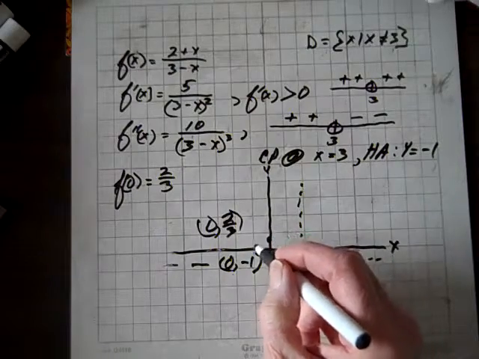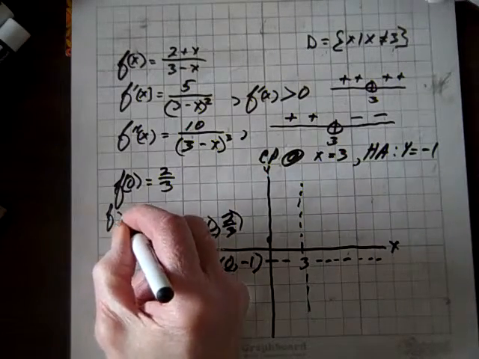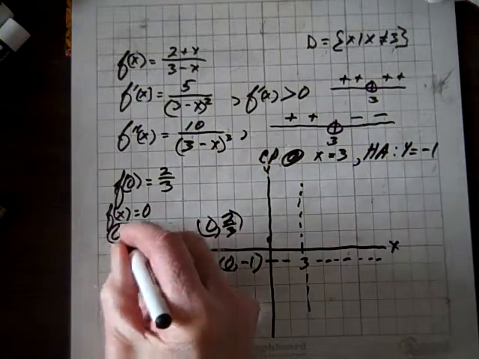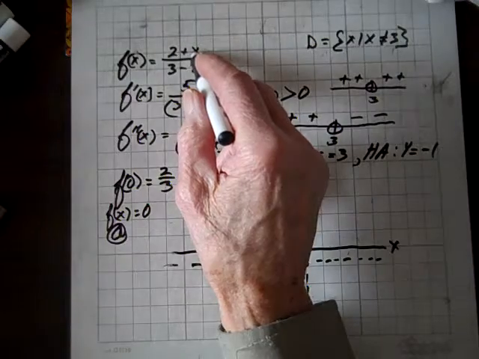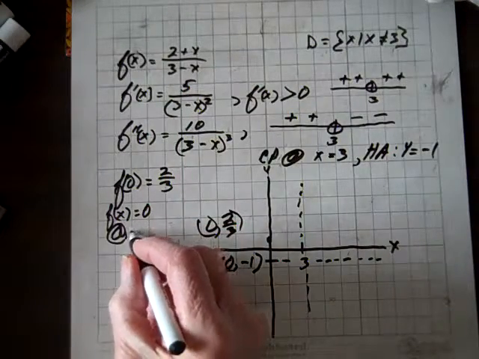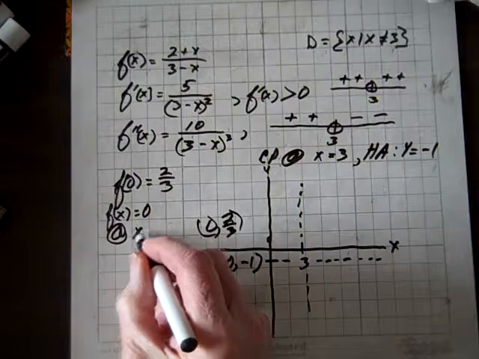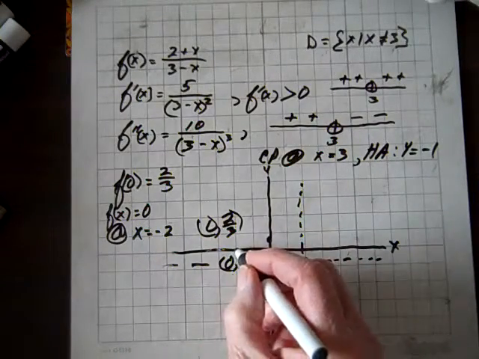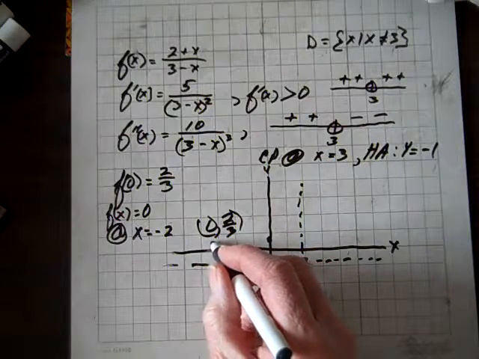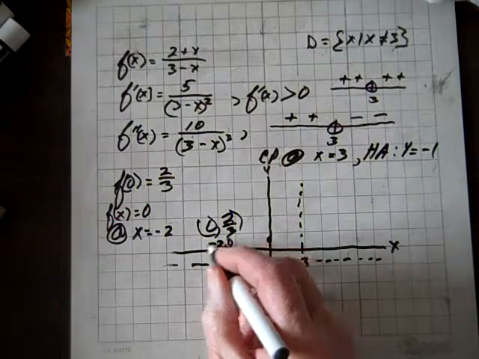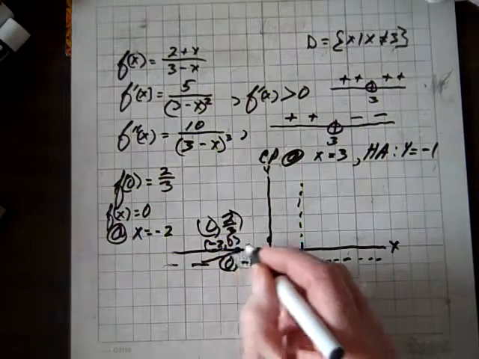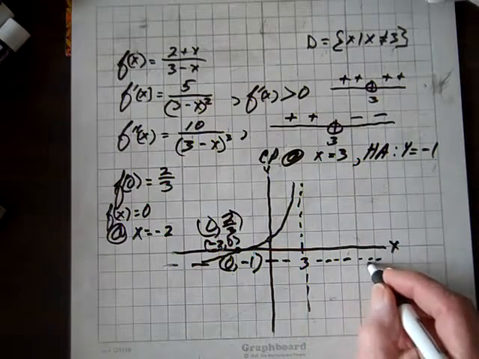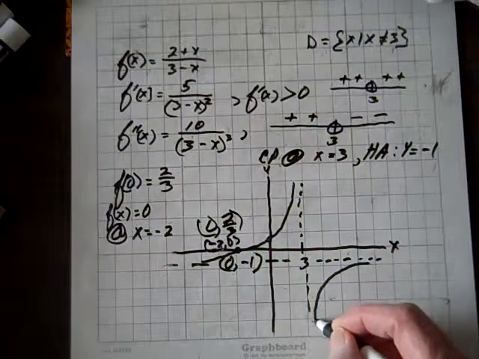Also, let's find the x-intercept, and f of x equals 0 at, and all we have to do is inspect the numerator of this, and that numerator will be 0 at x equal negative 2. So we'll go over here to negative 2, 0. And now we can graph it. There we have it. And so the rest of the graph will be in the opposite quadrant.